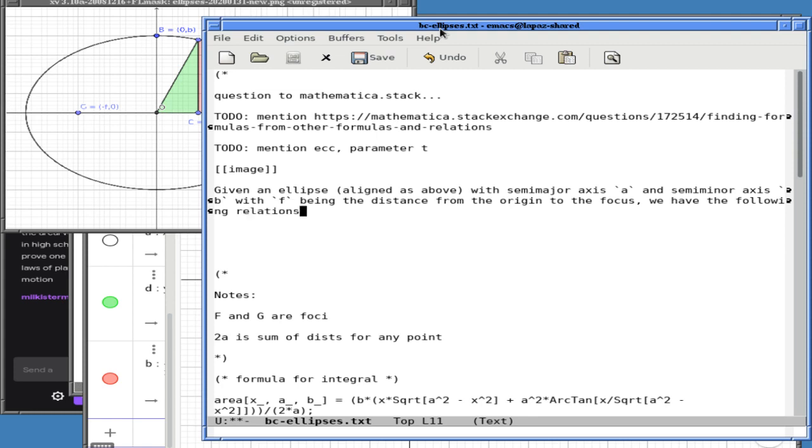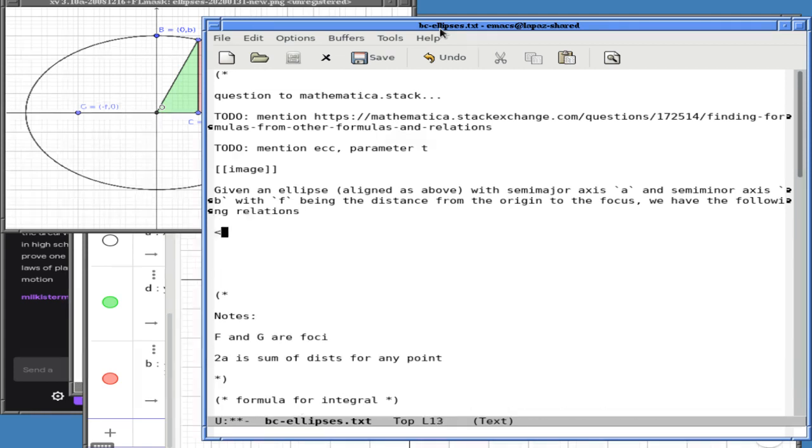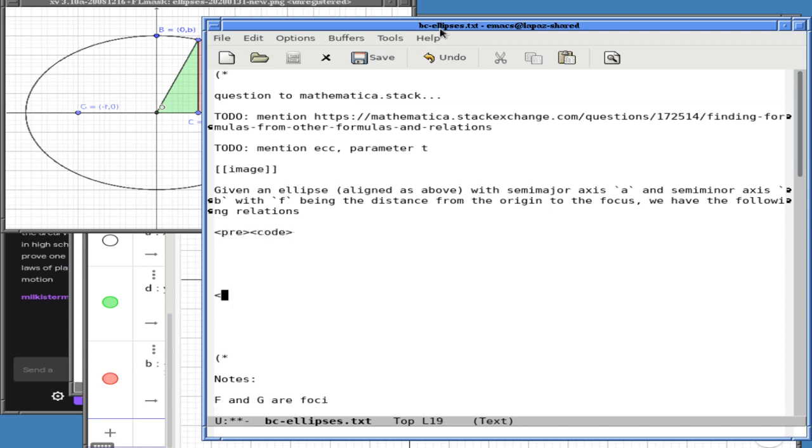And now we go into Mathematica code mode. Is it pre-code? I think it's pre-code. And then code pre to end it off. So let's start with the ones we're actually showing.